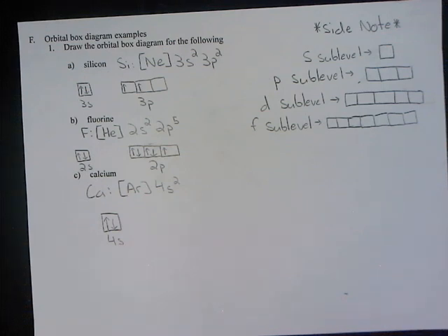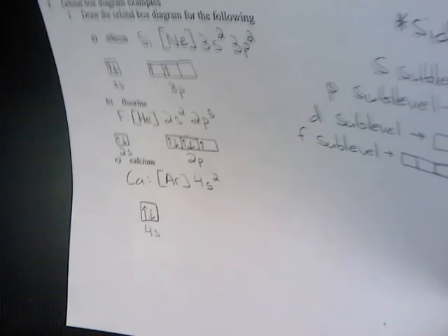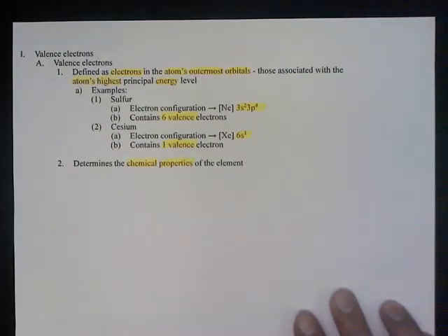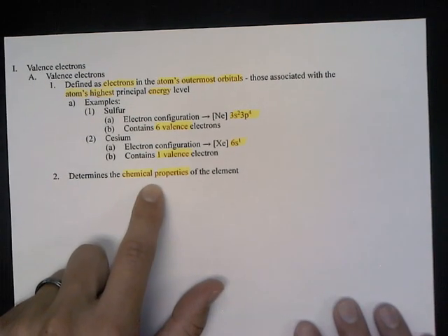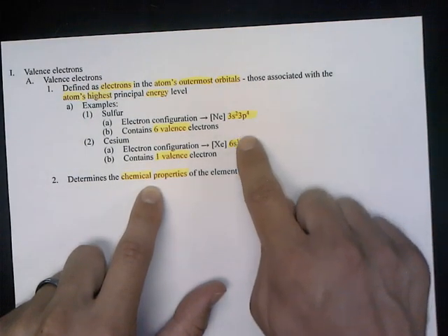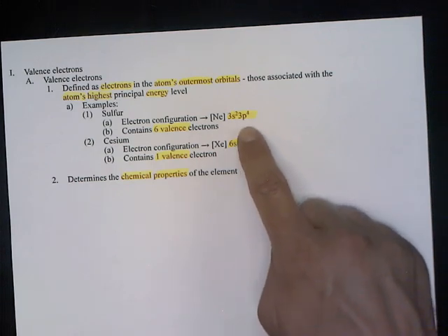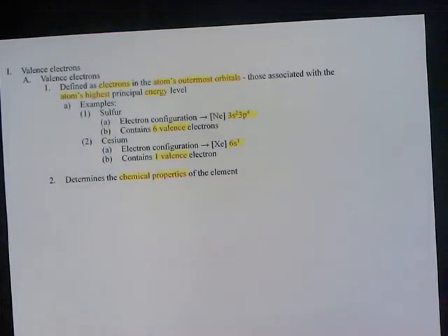All right, so one last thing that we have to go over in this section of notes is our valence electrons. Our valence electrons are electrons in the outermost energy level. And the big thing here is they determine chemical properties. Now, we could take the time here and go over electron configuration and count the valence electrons, or I can show you a little shortcut.